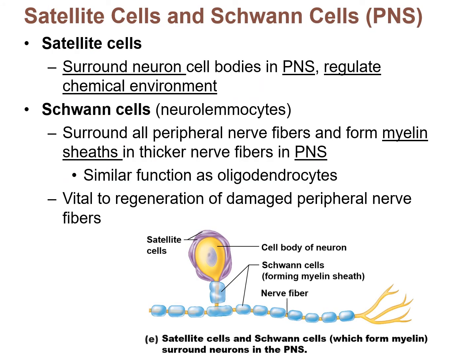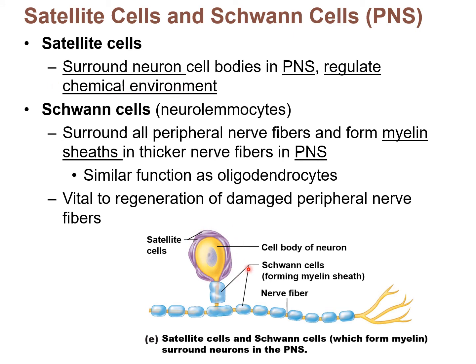This last slide on glial cells, or neuroglia, contains the two neuroglia that exist in the peripheral nervous system. They both start with the letter S, so you might want to remember that. The two that begin with the letter S are found in the peripheral nervous system, or PNS. The satellite cells, you can see, are wrapped around the cell body. They're surrounding a neuron cell body, and they just help regulate the chemical environment.